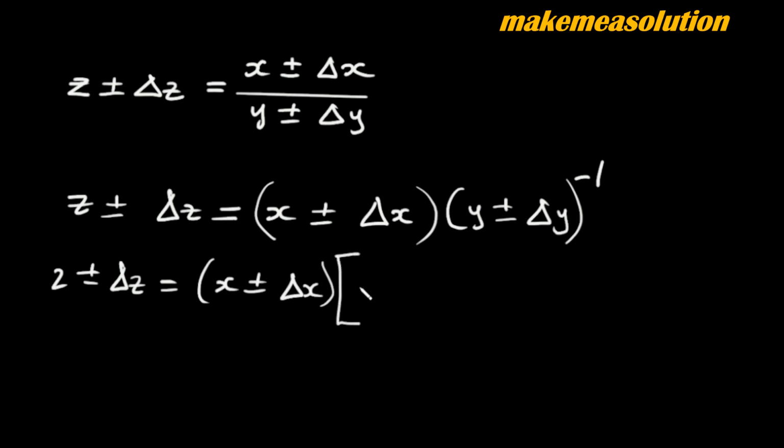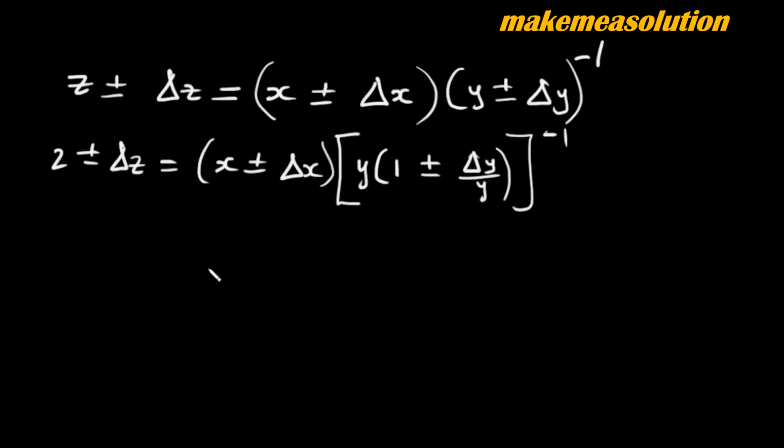So let's go gradually: y, then 1 plus or minus. So y takes out y from this, you get 1. So y takes out y from this, you're gonna get delta y over y. Is that okay? Then you have negative 1 here. So this is still the same thing as x plus minus delta x, then what happens to this place? A raised to the power of n times b raised to the power of n is still ab raised to the power of n. Okay, remember that law of indices.